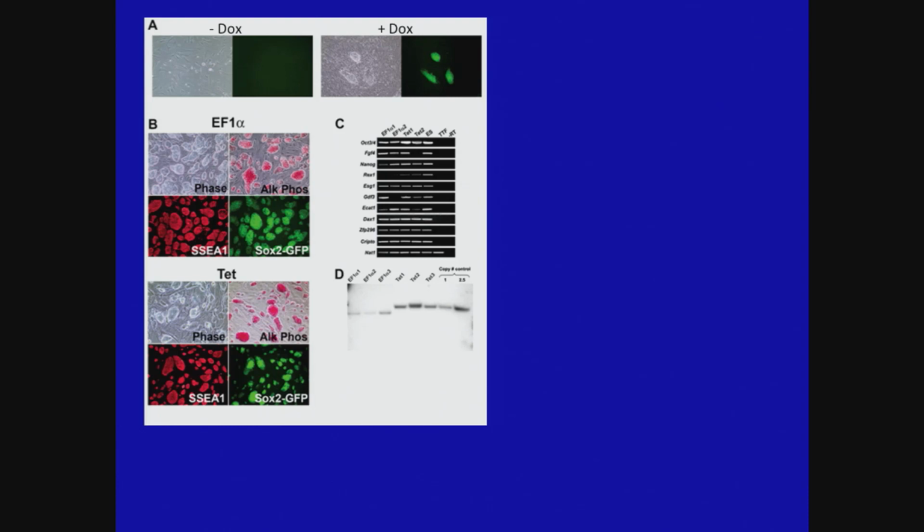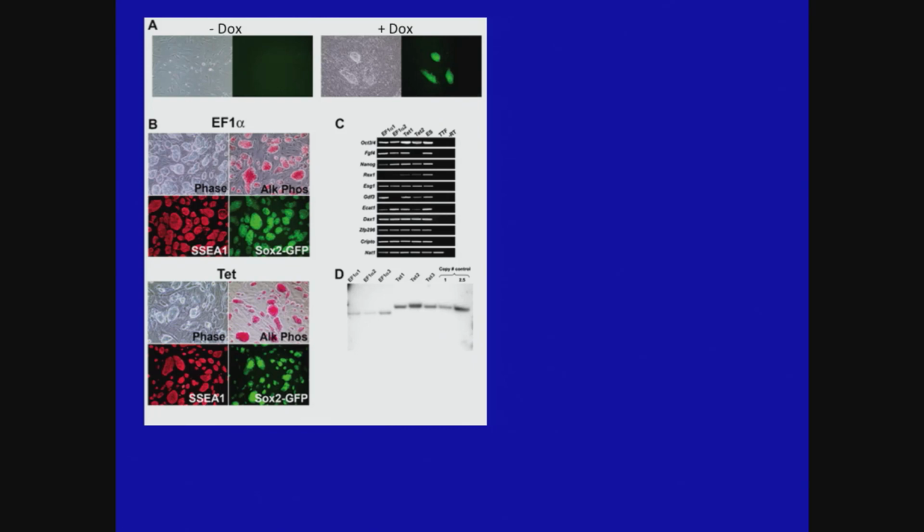One of them is alkaline phosphatase. This is for murine. It's different from human. SSEA1, another marker. And here there is a list of markers, this is just common PCR to see that the different cells express these markers in contrast to the fibroblast.